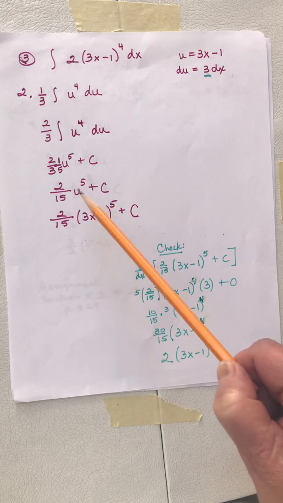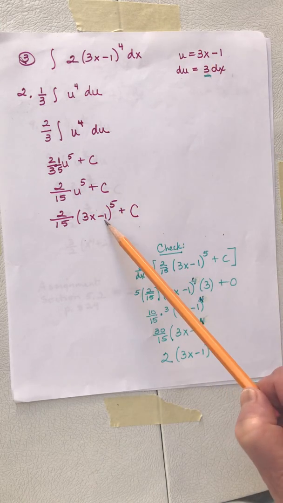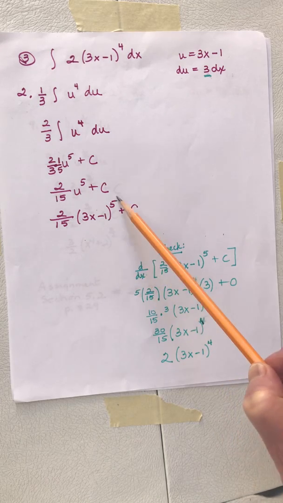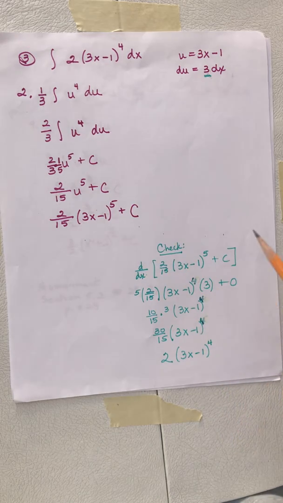And then I take the u out and put the 3x minus 1 in. So I get 2/15 times the quantity 3x minus 1 to the 5th power plus c.